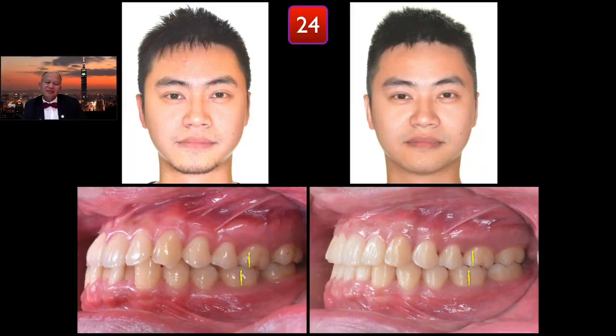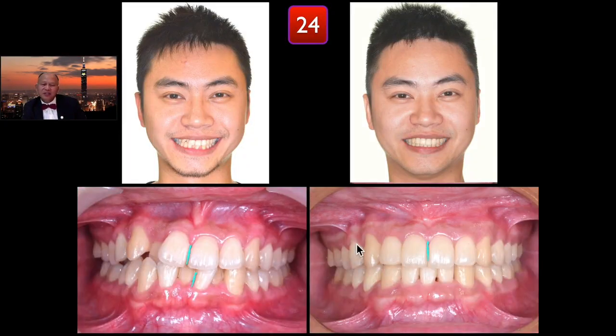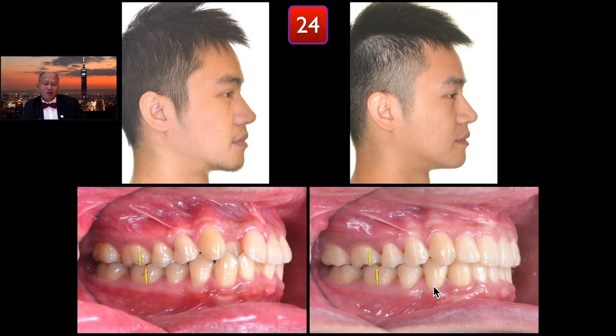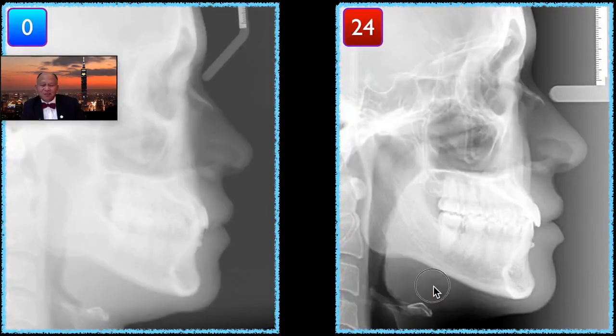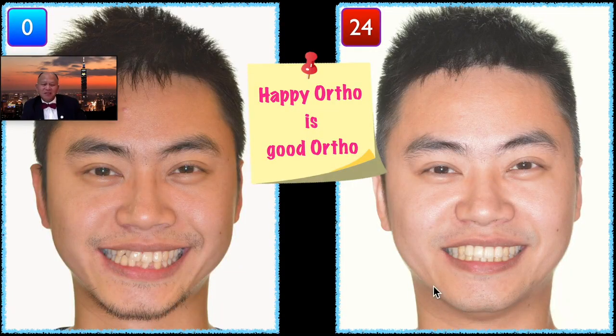And at the end, you'll be able to get this result. The midline is not on because we have a single incisor extraction. But overall, the occlusion is good. The lineup is good. The profile is good. And the patient is happy.